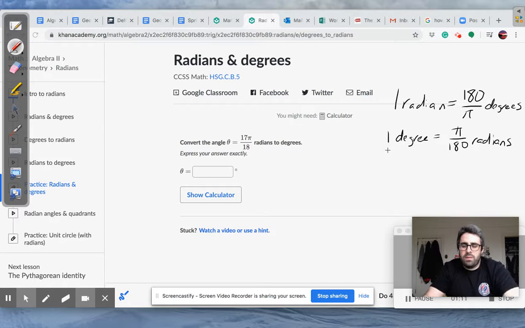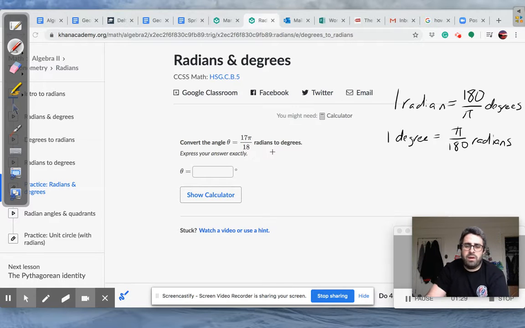Okay. So if you're ever tasked with converting, you simply have to multiply, in this case, 17 pi over 18 radians by 180 over pi, and that will give you your answer in degrees.